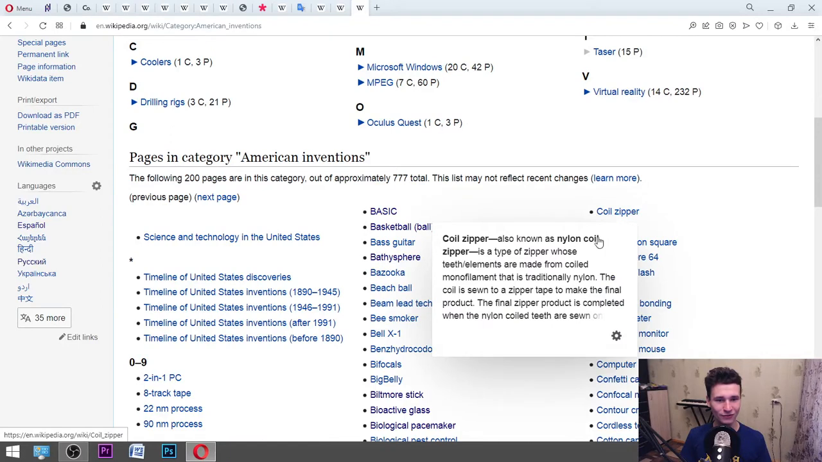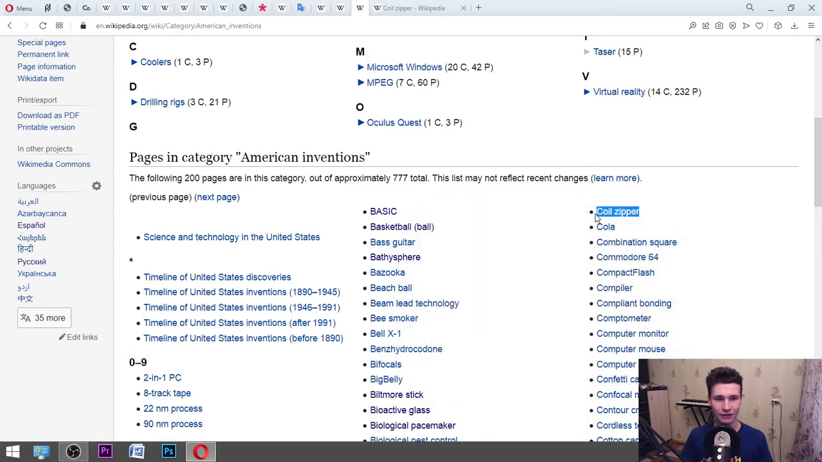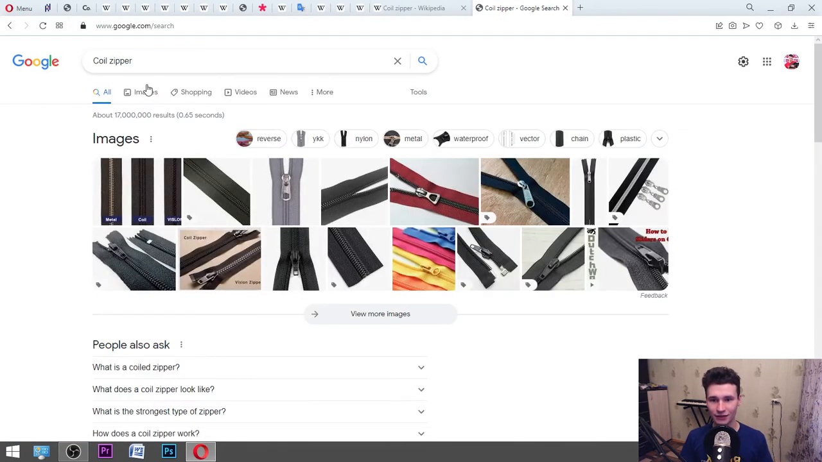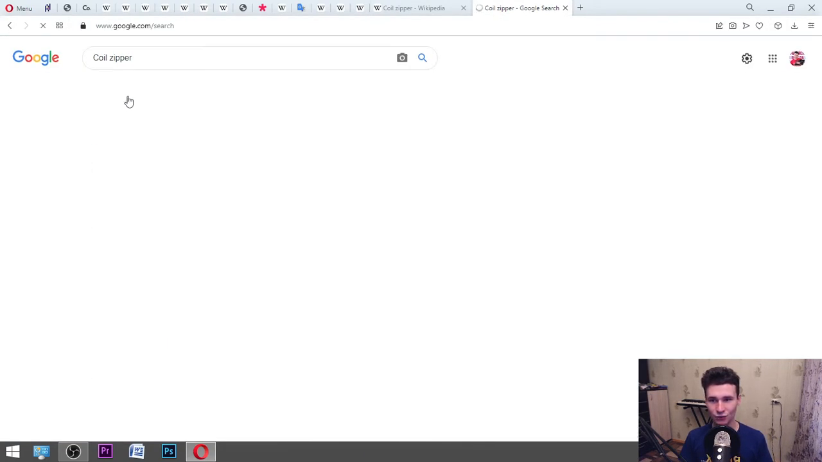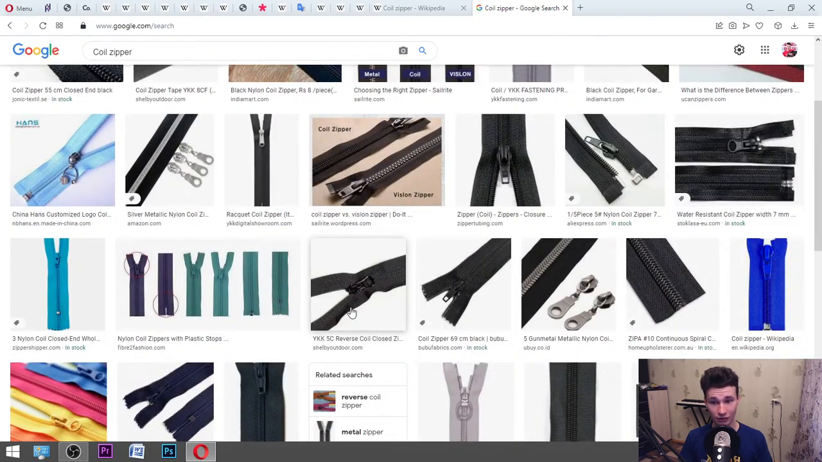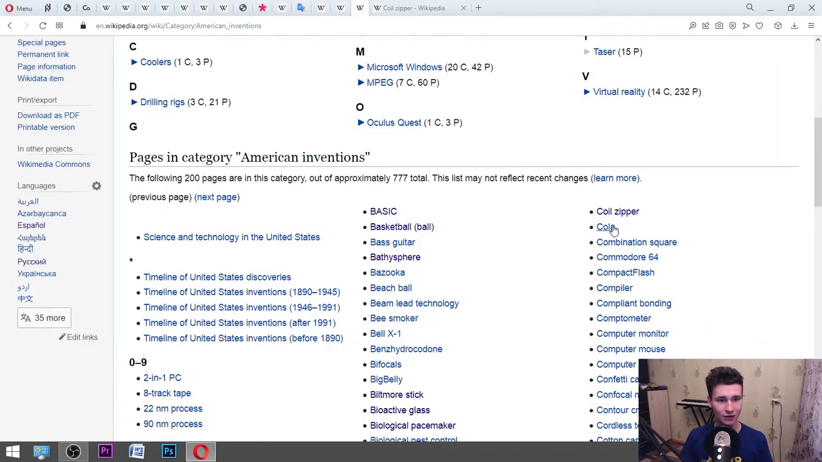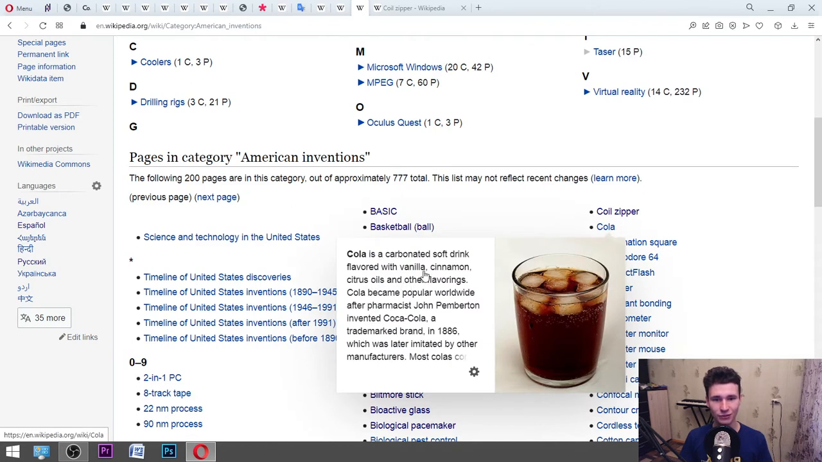Okay, next, the coil zipper, also known as nylon coil zipper, is a type of zipper whose teeth elements are made from coiled monofilament, traditional nylon. And let's take a look at this, how we can see this. And it is this way. It was created in your country. That's really interesting. And cola, it is like Coca-Cola, yes, it's a carbonated soft drink flavored with vanilla, cinnamon, citrus oils, and other flavorings. So different flavors, different chemical reactions.